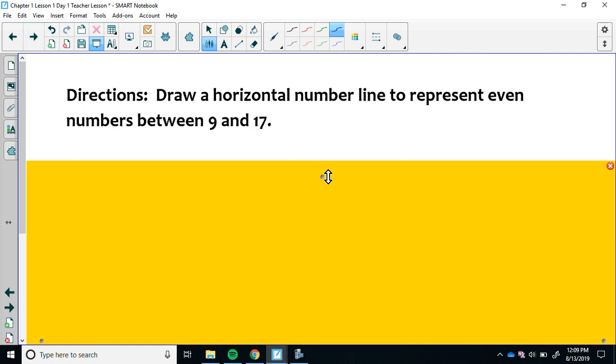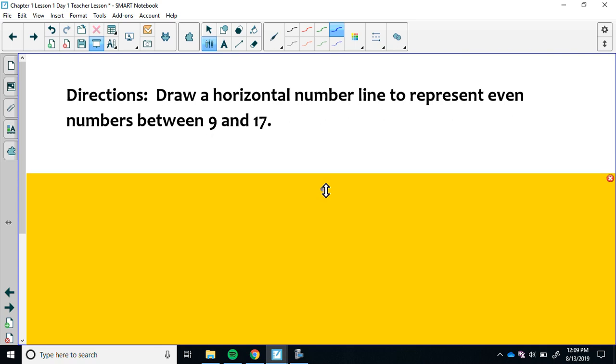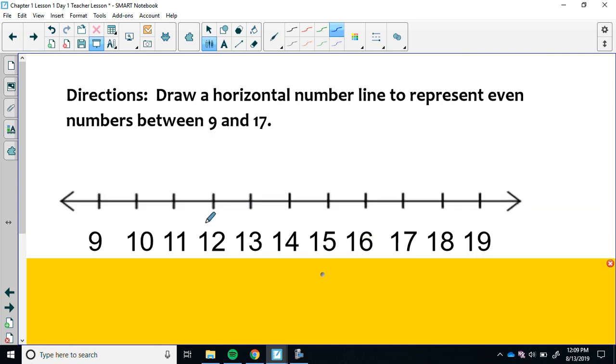Let's take one more. Draw a horizontal number line to represent even numbers between 9 and 17. So once again, I drew my number line. I put my numbers on there. I did it ahead of time to save time so the video is not so long. Between 9 and 17, so that means we're not going to include 9 and 17. We'll have 10, 11, 12, 13, 14, 15, and 16.